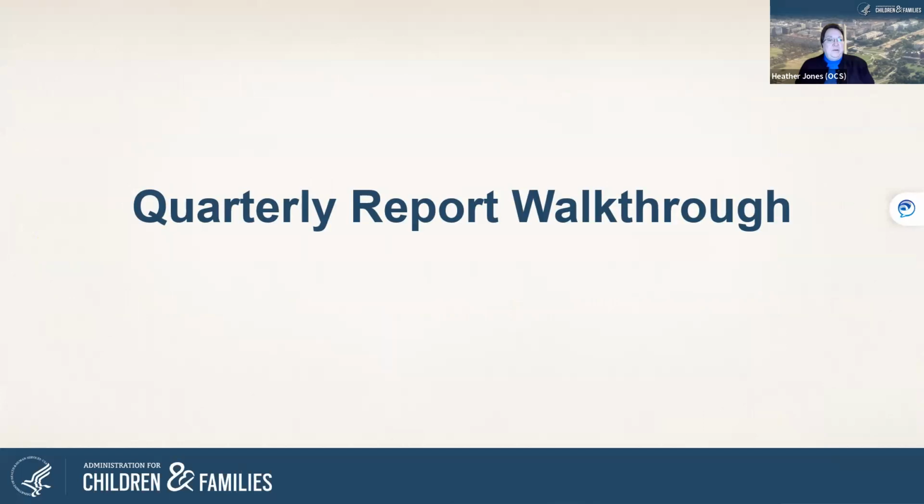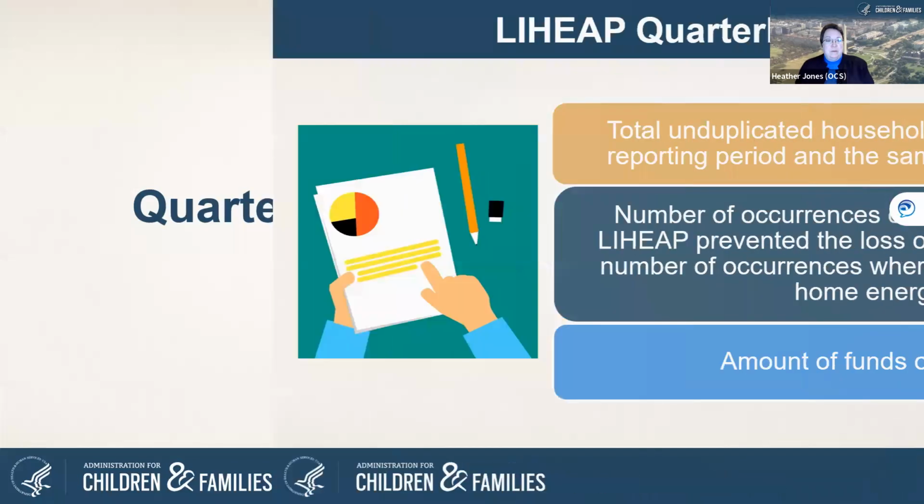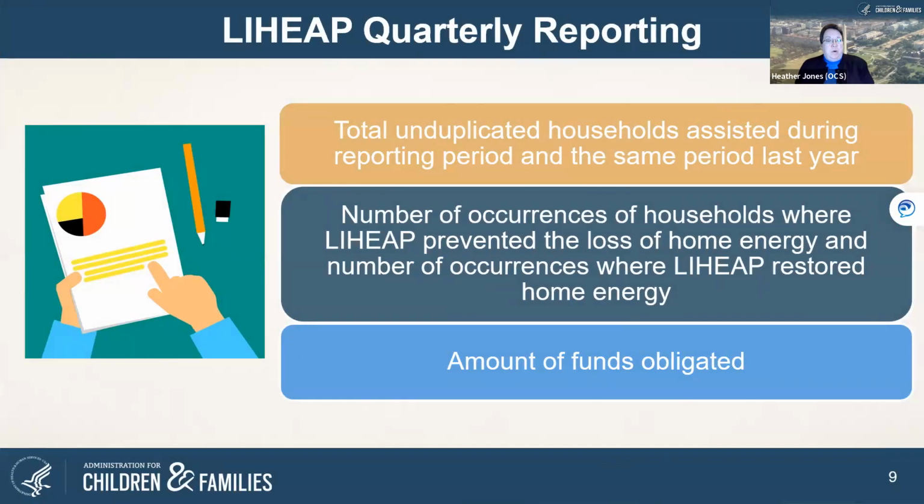Thank you, Katie. Before we walk through the specific sections of the report, we want to provide a brief overview of the data we are asking grant recipients to collect on a quarterly basis. Section 1 will ask you to report the total number of unduplicated households assisted each quarter and the unduplicated household count for the quarter from the previous years for the same time period.